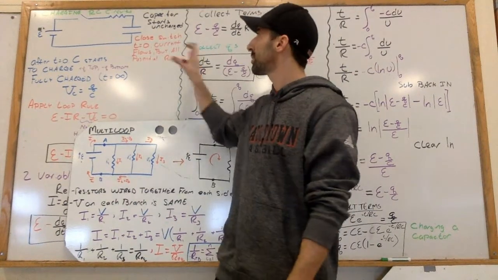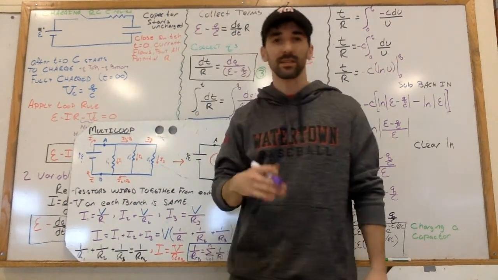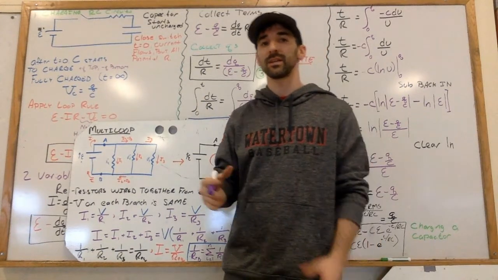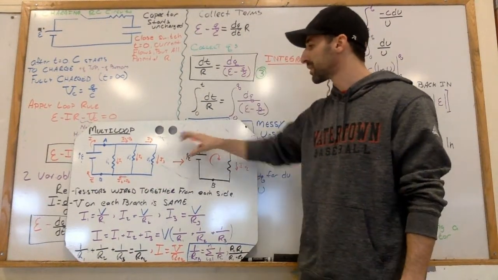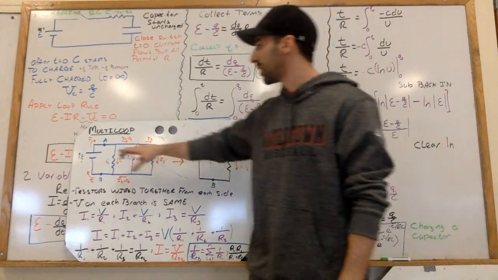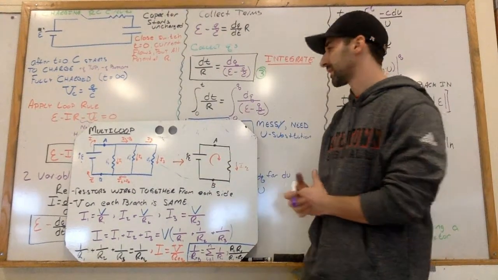Now, before we jump into charging an RC circuit, which is a resistor-capacitor circuit, I want to talk briefly about just a multi-loop circuit and summing all of our resistors. We kind of skipped this in our last lecture.